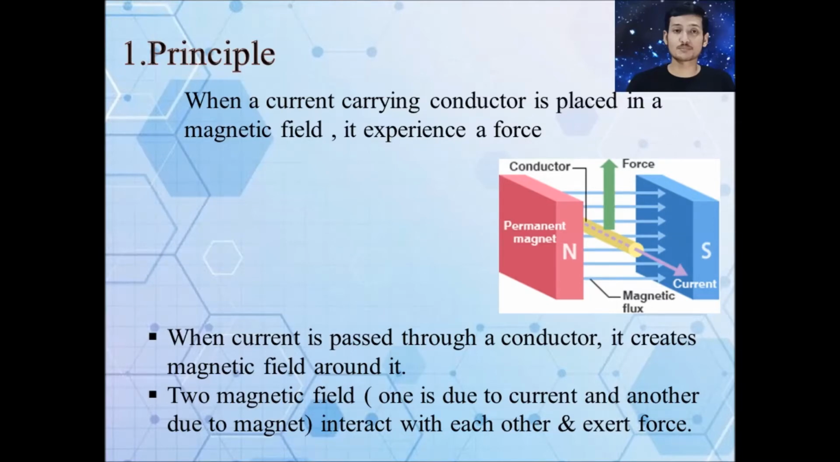So when a current carrying conductor is placed in a magnetic field, it experiences some force. Now, why does this happen? When a current is passed through a conductor, it creates a magnetic field around it, and this conductor is placed in a magnetic field. So one magnetic field is due to the current and one magnetic field is due to the magnet. These two magnetic fields interact with each other and they exert force on one another. That's why the conductor starts rotating.